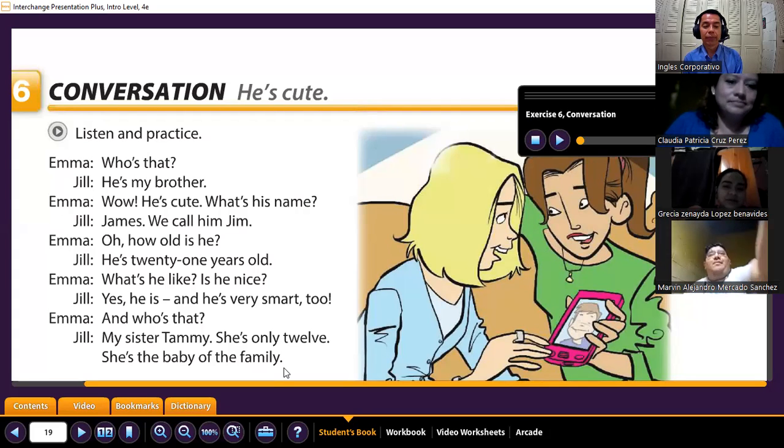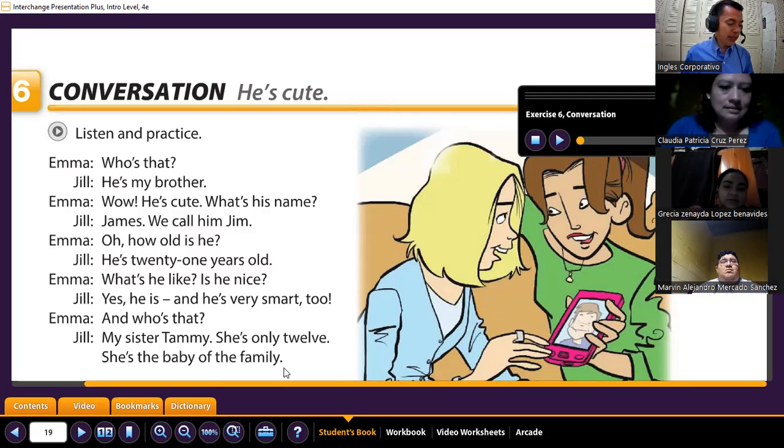What's his name? James. We call him Jim. Oh. How old is he? ¿Qué edad tiene, right? How old is he? He's 21 years old. What's he like? ¿Cómo es su personalidad? What's he like? Is he nice? Yes, he is. And he's very smart, too. Who's that? My sister Tammy. She's only 12. She's the baby of the family. Thank you very much. Good practice, right?